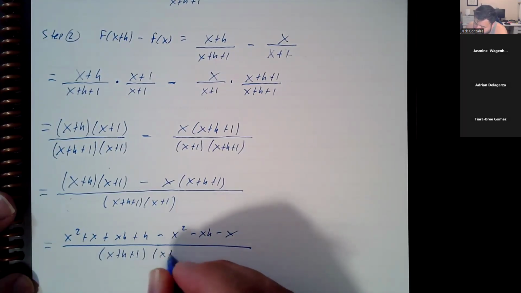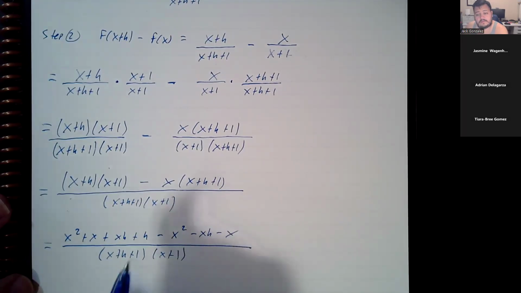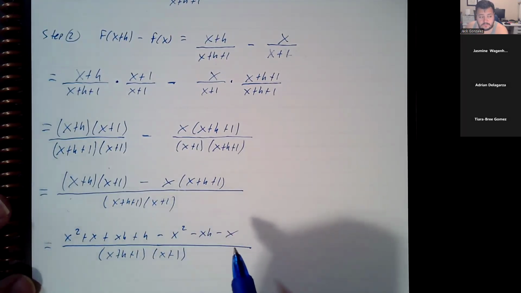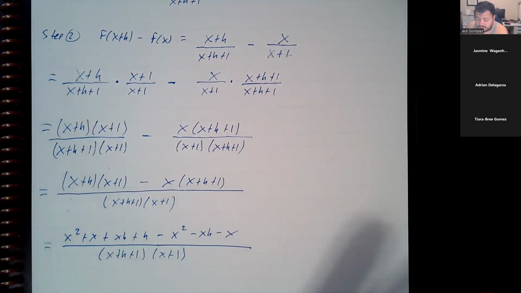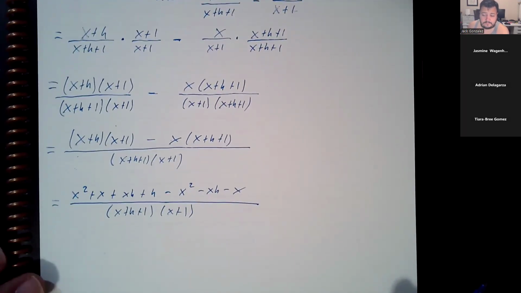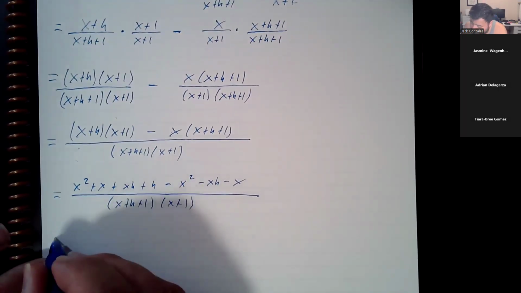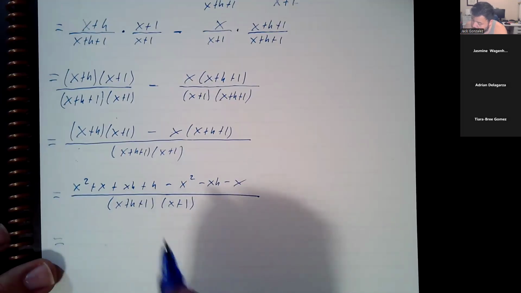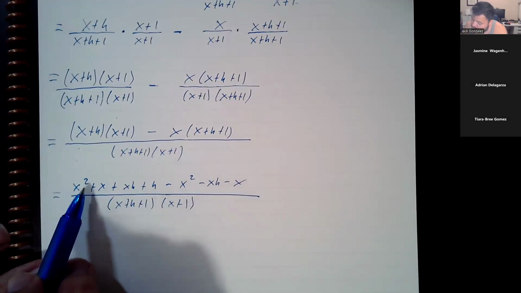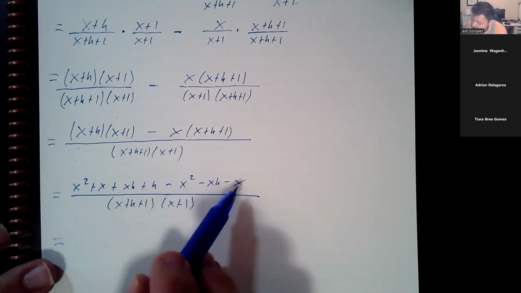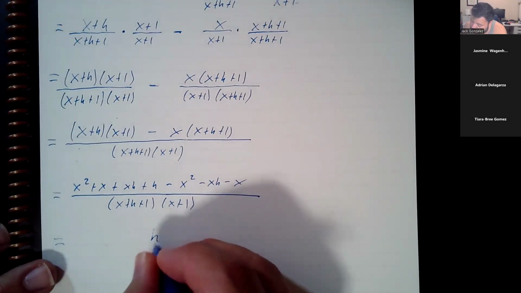You see what I mean by depending on the function, this stuff gets harder. So the first one was easy, or a lot easier than this. It just depends on the function. The x squares cancel, xh cancel, and the x cancel, leaving me with h.